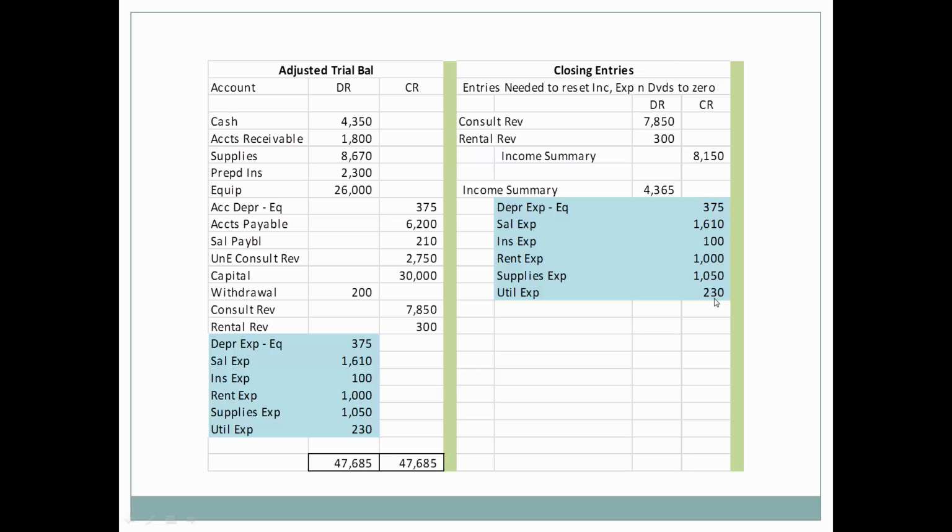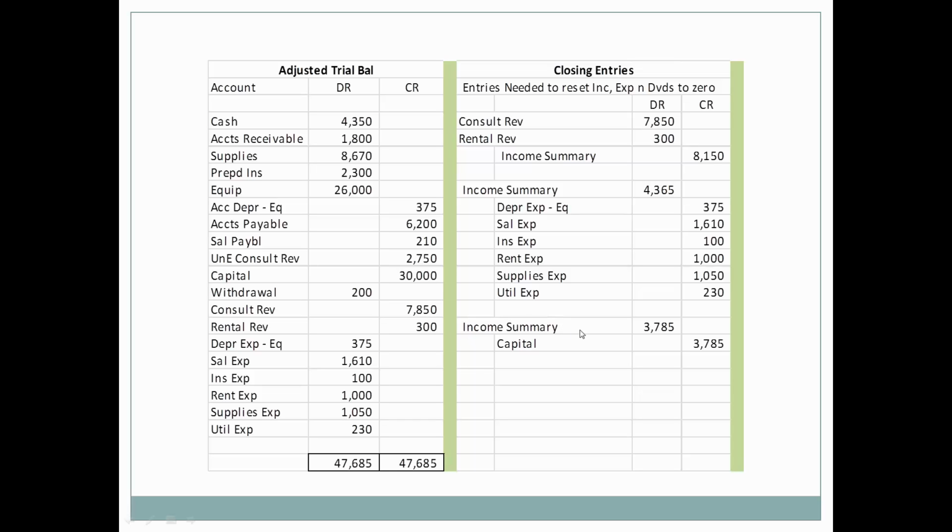Then we'll take the total of these credits and we will post them to the income summary account as a credit. And again, if I'm going too fast, pause the video, look at it, and then pick it back up when you feel like you're up to speed with what's transpiring.